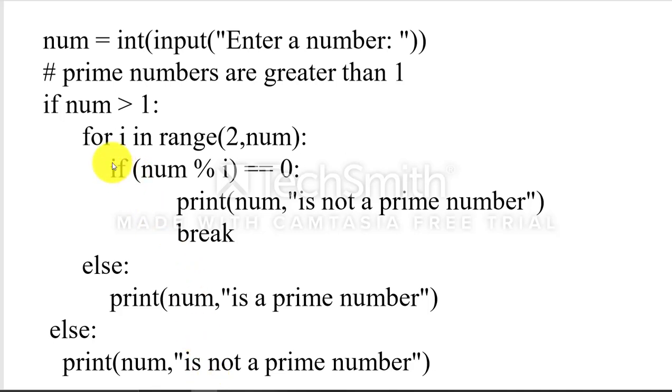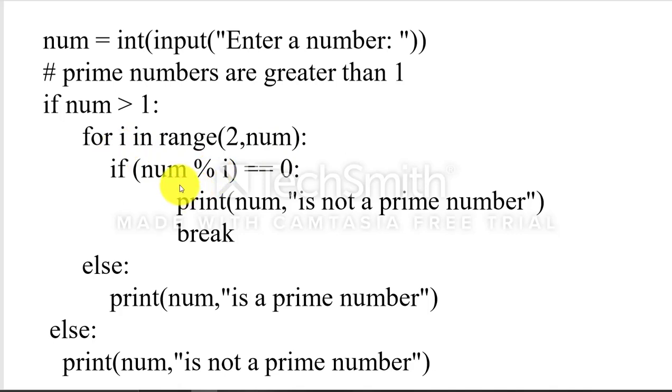For checking whether the given number is a prime number or not, we can divide that number from 2 to num. This is the range function. In this case the starting range is 2 and the last range is num minus 1. The range function creates a list of numbers starting from 2 to num minus 1. So num is divided by i.